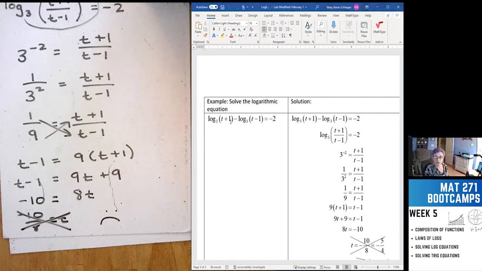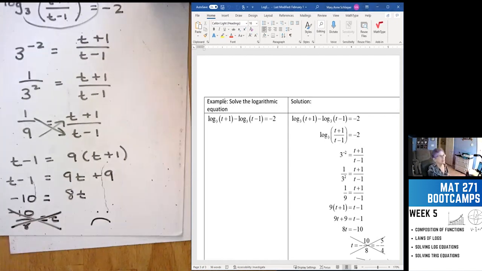Questions about solving log equations? No, ma'am. All righty. Then let's go on to the last topic of the day, which is solving trig equations.